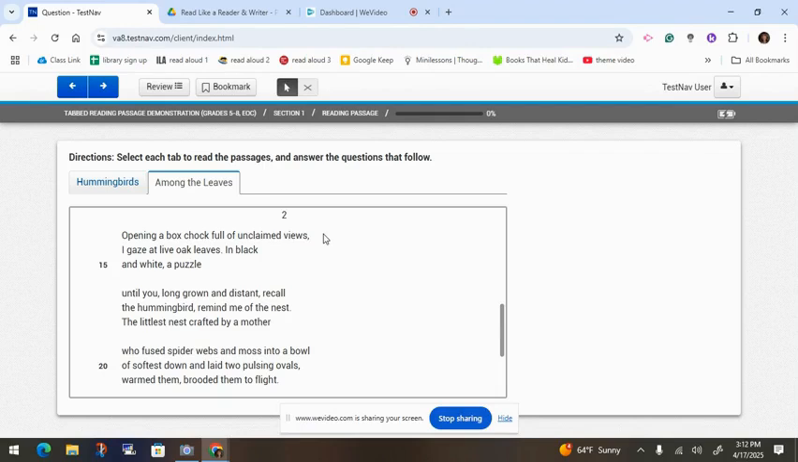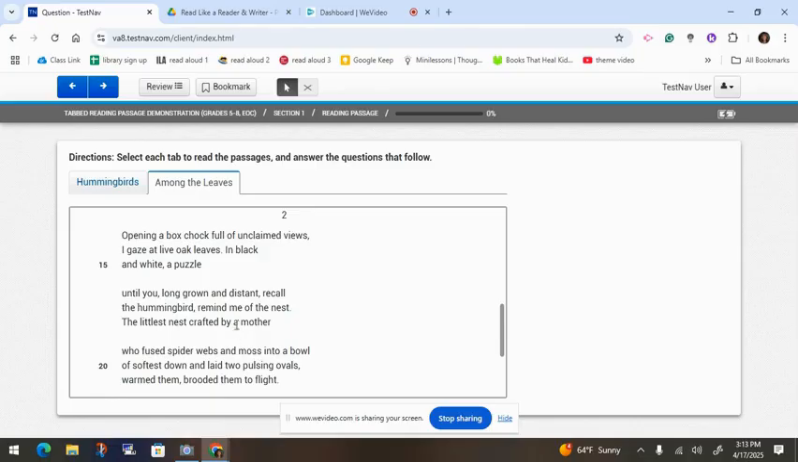So I'm thinking that these are probably photos that the mom is looking back at, because it says until you, long grown and distant. So you remembers the daughter, long grown and distant. Obviously the daughter is grown up and maybe lives far away, but she remembers or recalls and reminds the mom of this hummingbird nest and the mom and the baby, and there's lots of description about that. It goes into great detail about that.